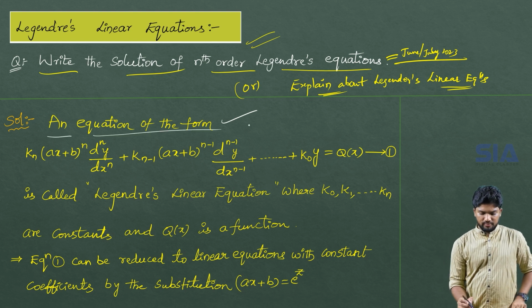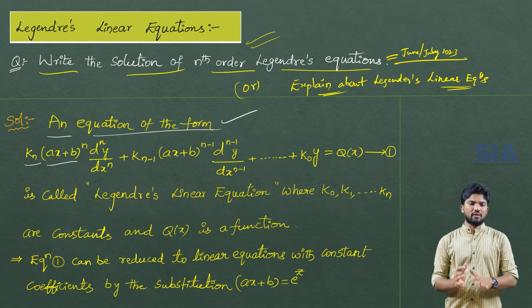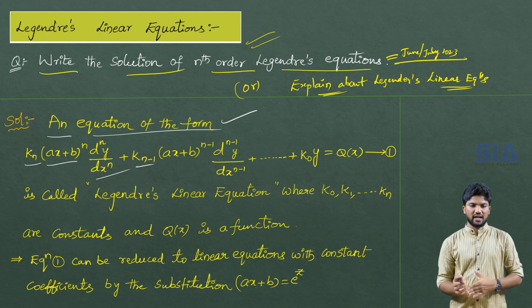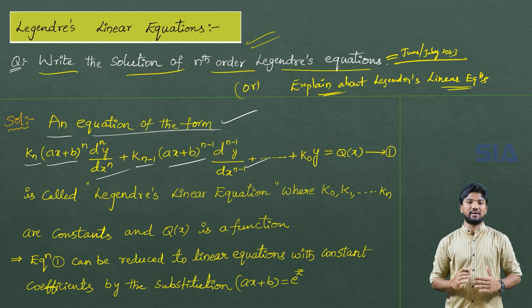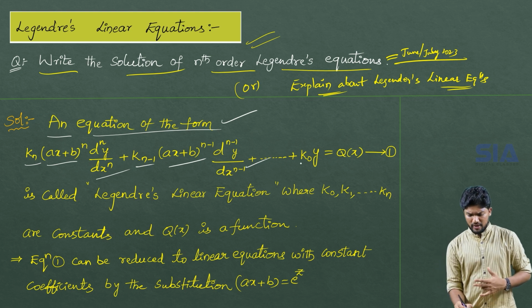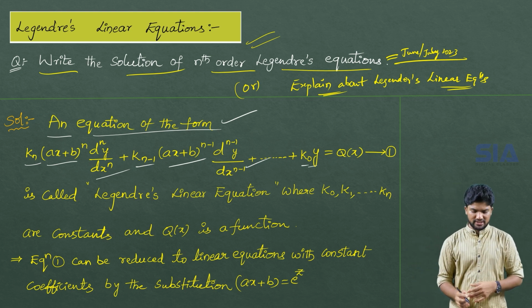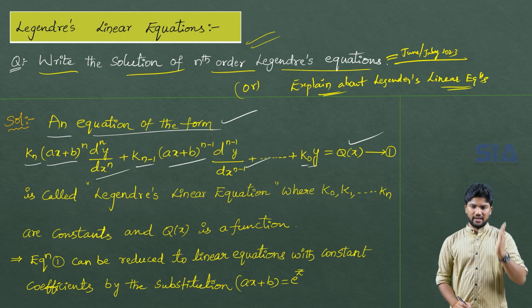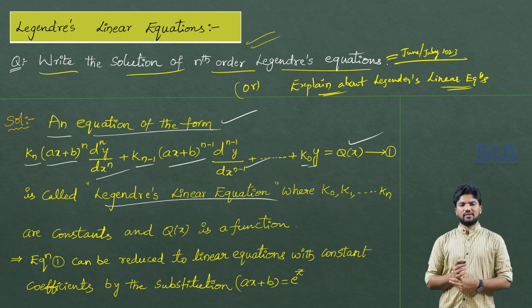An equation of the form k suffix n (ax plus b) whole power n into d power n y by dx power n, plus k suffix n minus 1 into (ax plus b) whole power n minus 1 into d power n minus 1 y by dx power n minus 1, if you proceed in that format, plus up to so on, k suffix 0 into y is equal to Q of x. Equation number 1 is called Legendre's linear equation.